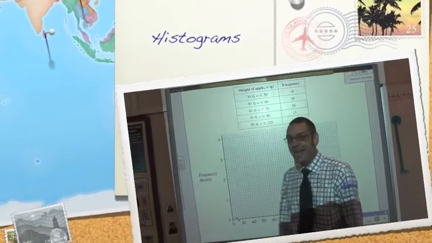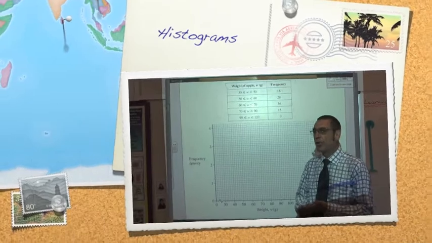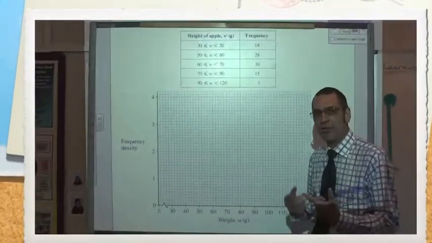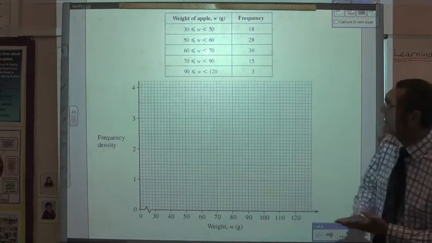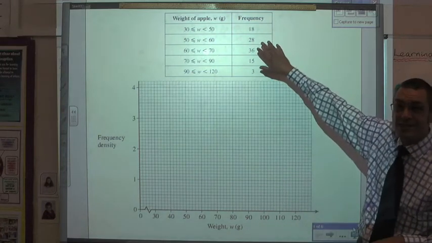Today we'll be looking at histograms, part of your higher paper here. People always struggle with these. They are quite fiddly and quite difficult to get your head round, but the idea basically, we've got some data up here about some weights of some apples.